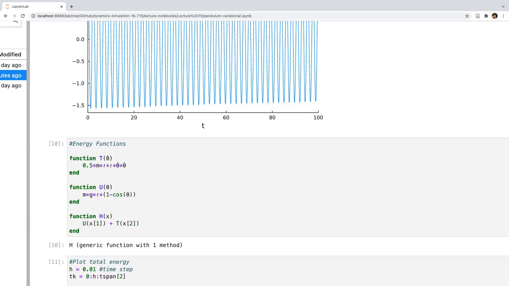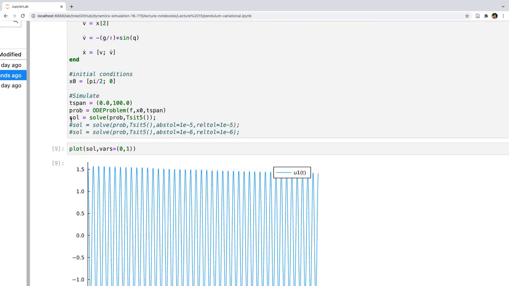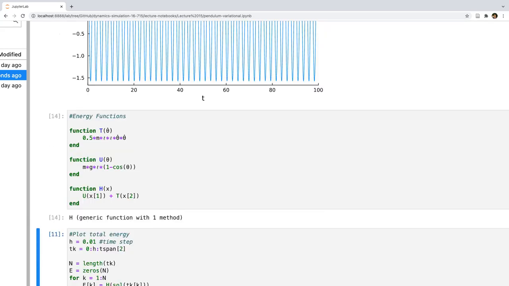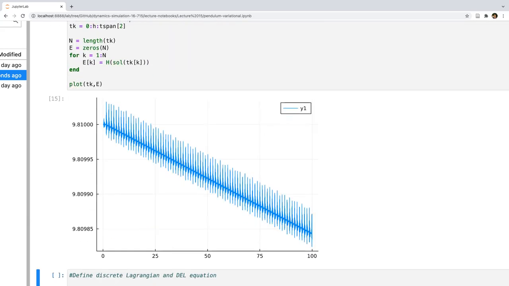If I crank down the integrator tolerances a whole bunch, so let me crank these down to like, say, 1E-6. So it gets better, but you can still see, right? Now it's still losing energy. It's just doing it slower, right? So now the energy loss is out to say 4 decimal places or something over this 100 second simulation, but this isn't going away. I can make those tolerances as tight as I want. This is always going to be there.